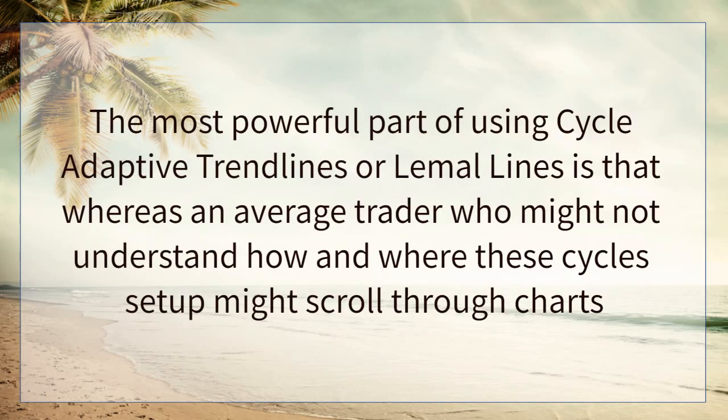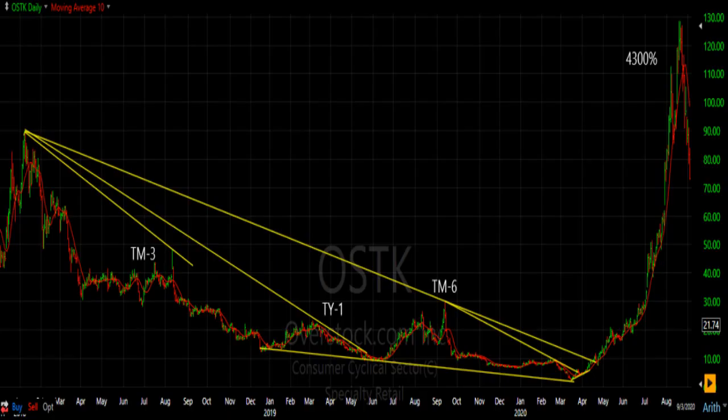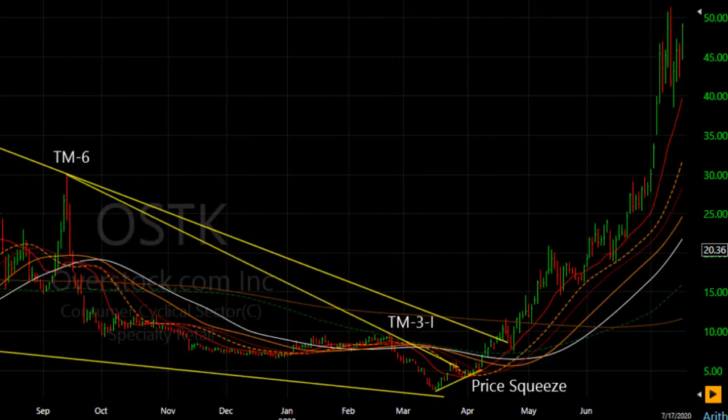The most powerful part of using cycle adaptive trend lines or limo lines is that whereas an average trader who might not understand how and where these cycles set up might scroll through charts and miss this setup, a trader attuned to stock cycles when placing trend lines may immediately see the stock's potential. Pretty subtle here if you were looking at the price action unaware of the key cycle line that printed in September of 2019, based on its nothingness pre-breakout price action.